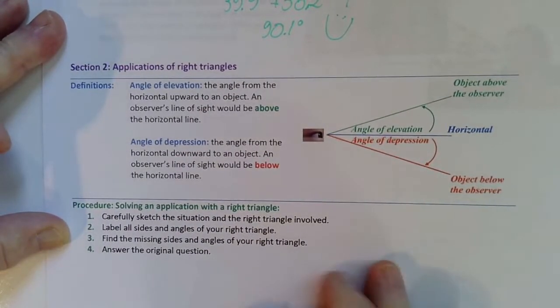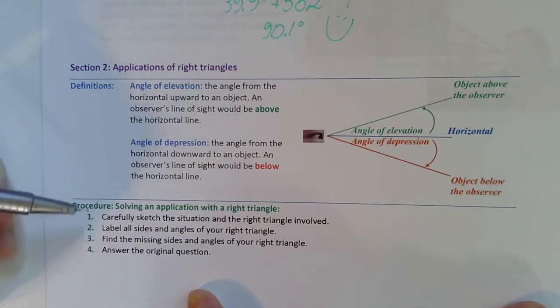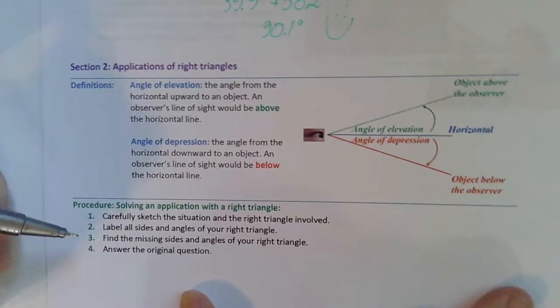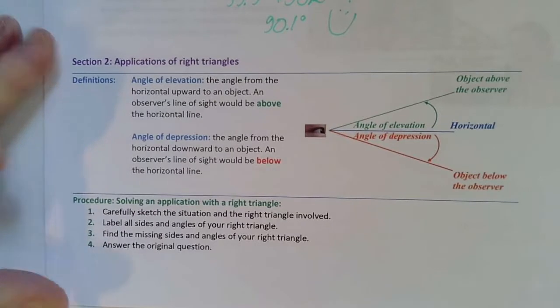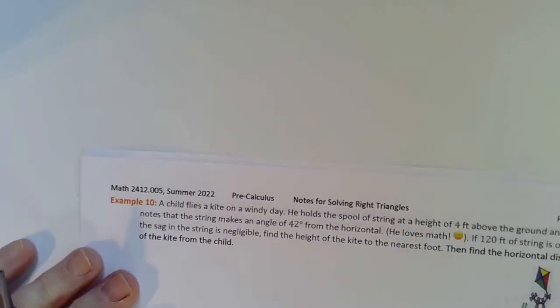When we're looking at applications of right triangles, it's really important to draw a sketch of the situation and label every single thing involved that you do know. Find the missing sides and angles, and then answer the original question. Answering the original question is super important, because it's not always just automatic.